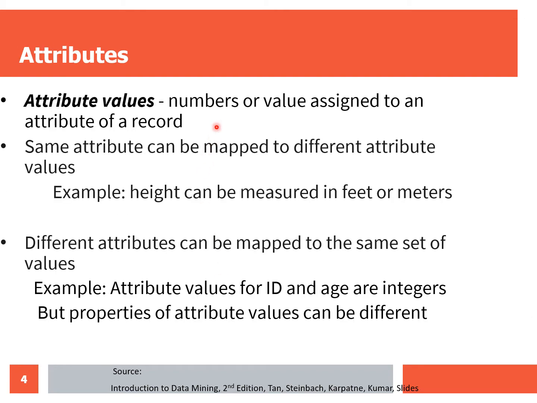The attribute values are basically numbers or values assigned to a property or an attribute of a record. Some attributes can be mapped to different attribute values, like height can be measured in feet or meters, or temperature can be measured on a Kelvin scale or as Fahrenheit or degree centigrade. Different attributes can be mapped to the same set of values. For example, ID is an integer and age is an integer, but their properties can be different.